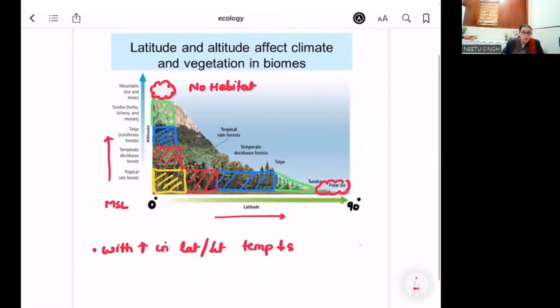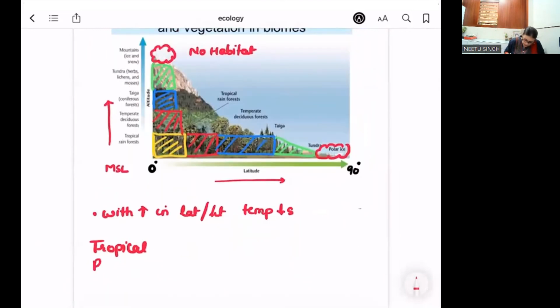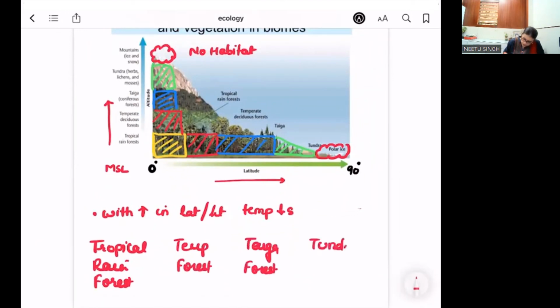Understand by looking at the table, you will remember it in 2 minutes. It doesn't create trouble at all. I'm now writing the names written in front of you. I'm writing it as tropical rainforest, temperate forest, taiga forest, and tundra vegetation, because I cannot call it forest, right?